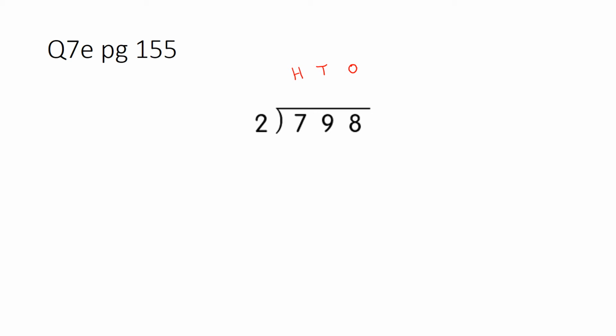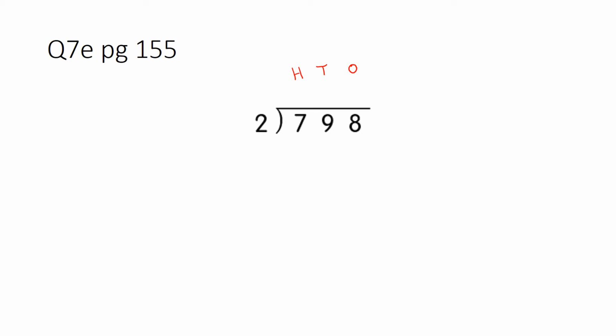Be careful what language I'm using here. I'm using terms like place values and digits. Let's really focus on those terms instead of just calling them numbers. Now, the digit 7 is in the hundreds place. We need to divide that first.